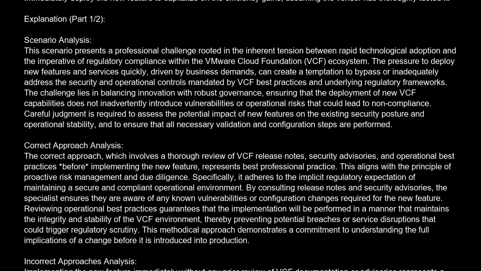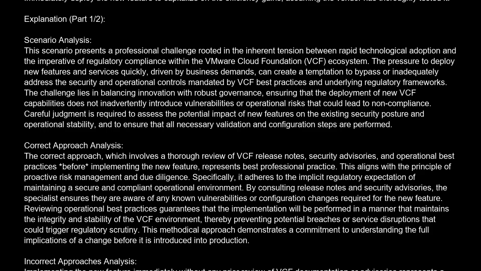The challenge lies in balancing innovation with robust governance, ensuring that the deployment of new VCF capabilities does not inadvertently introduce vulnerabilities or operational risks that could lead to non-compliance. Careful judgment is required to assess the potential impact of new features on the existing security posture and operational stability, and to ensure that all necessary validation and configuration steps are performed.